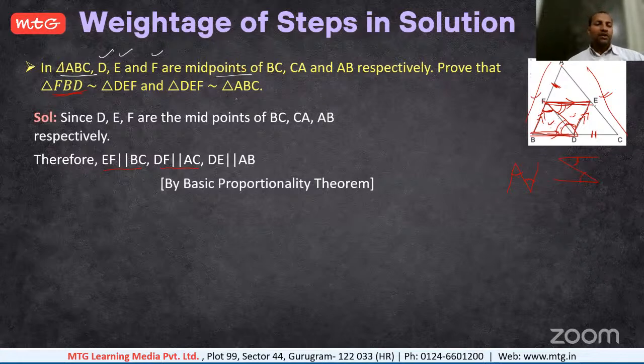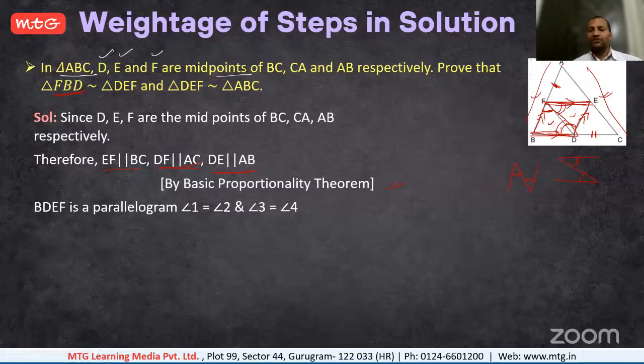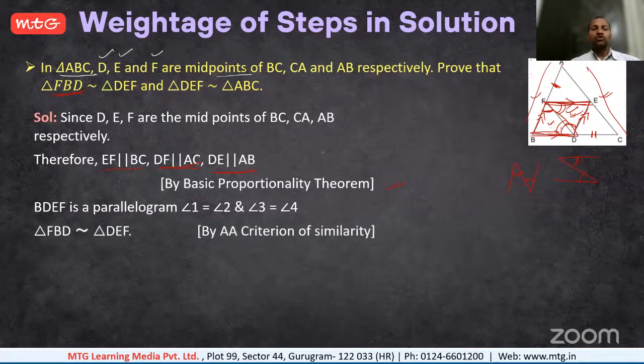Here EF is parallel to BC, DF is parallel to AC, DE is parallel to AB. That we have already shown, by the basic proportionality theorem. So BDEF has opposite sides parallel, that's why this is a parallelogram. In a parallelogram, opposite angles will be equal because of the parallel sides. So these angles will be equal, and your two triangles are similar by the angle criteria. So the first thing we have proved.